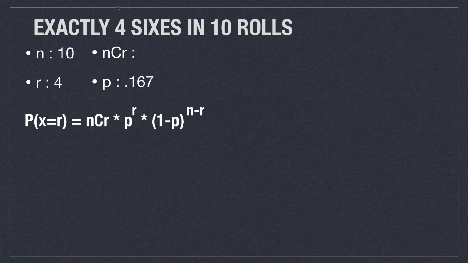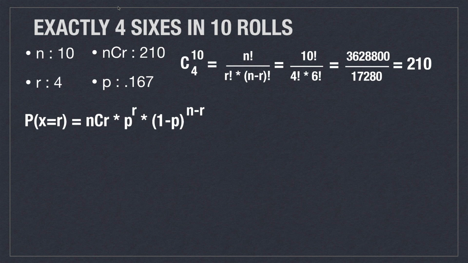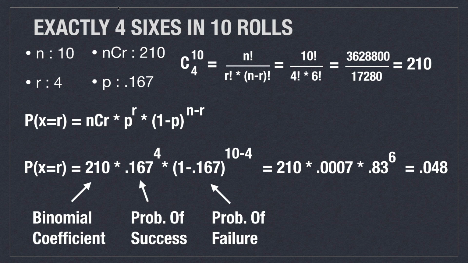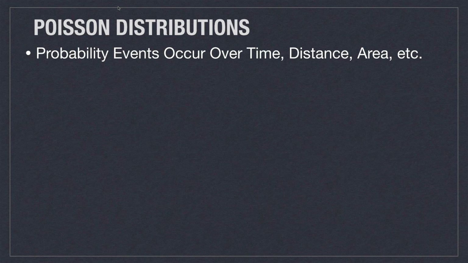So what I want to do here is calculate the probability of getting exactly 4 6s in 10 rolls. First, we have to find the total number of combinations, and this is known as the binomial coefficient. Then we plug in the values, and we find that our probability is 0.048. And as we analyze our formula further, we can see the parts representing the probability of success as well as the probability of failure.